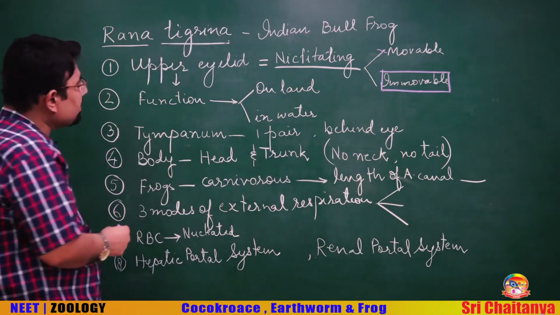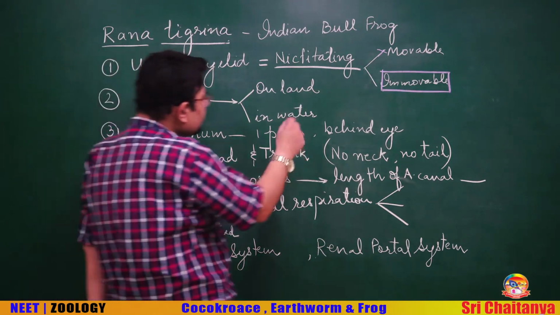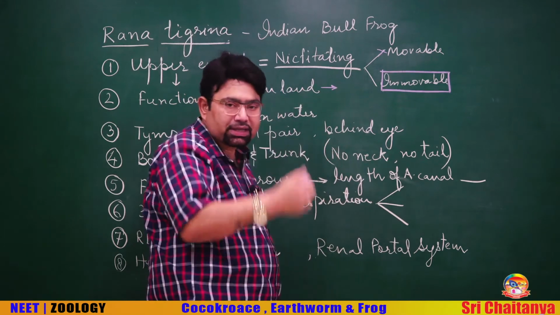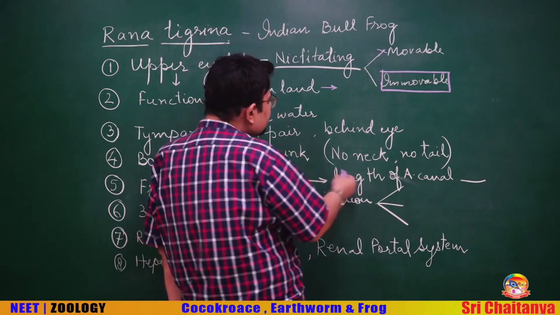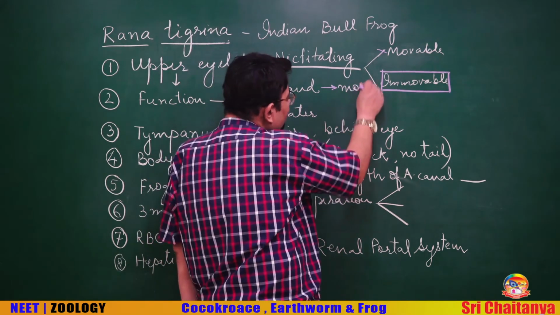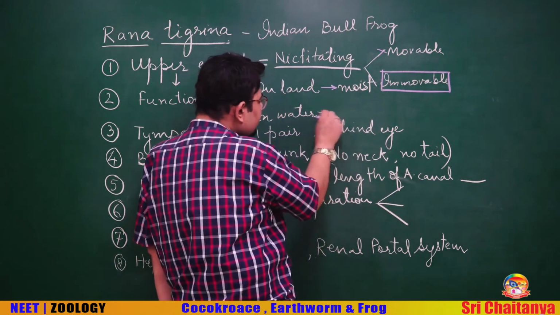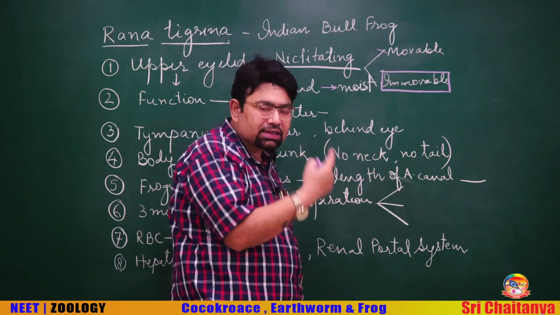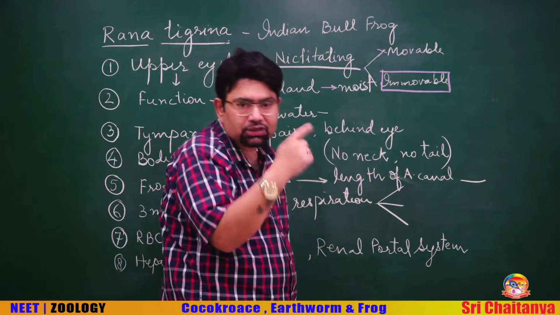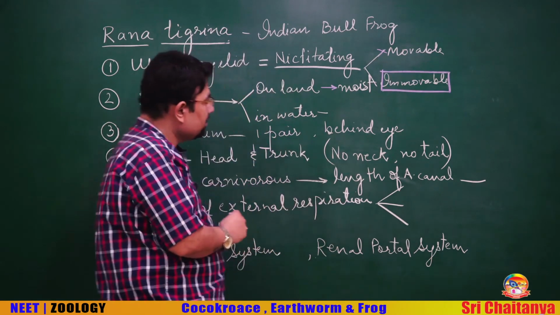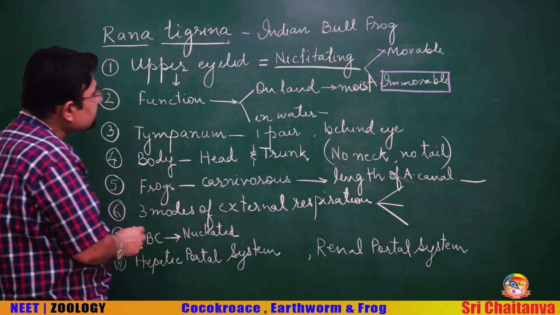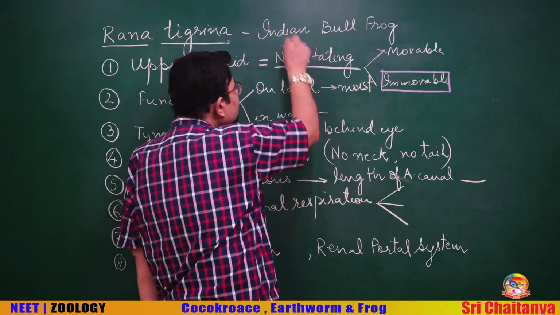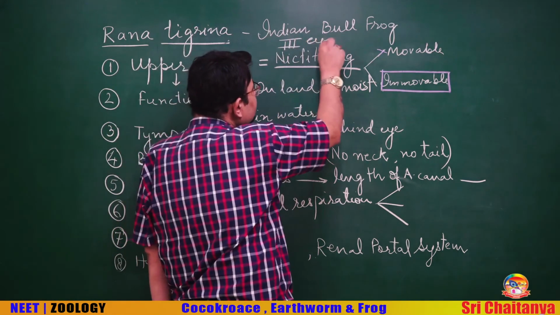Function of that membrane: when the animal is on land, it keeps the eyelid moist. And when in water, it helps in protection of the eyeball. So that is the nictitating membrane, also known as the third eyelid.